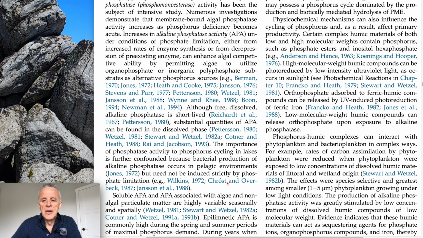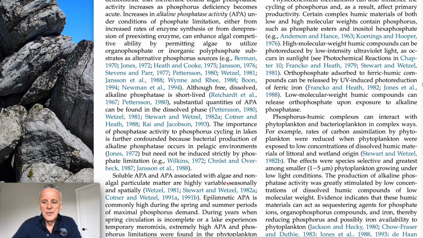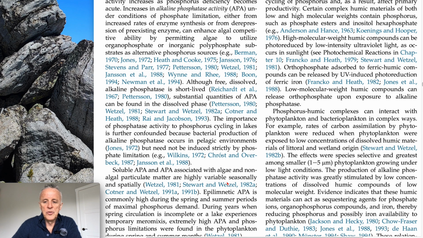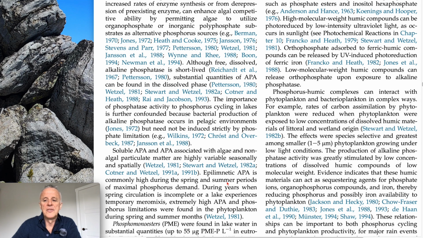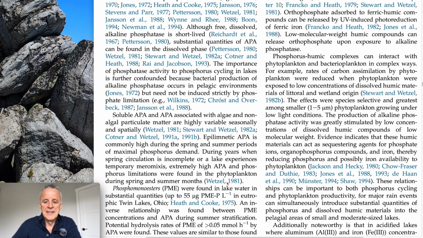Certain complex humic materials of both low and high molecular weights contain phosphorus, such as phosphate esters and inositol hexaphosphate. High molecular weight humic compounds can be photoreduced by low intensity ultraviolet light as occurs in sunlight. Orthophosphates adsorbed to ferric humic compounds can be released by UV-induced photoreduction of ferric iron. Low molecular weight humic compounds can release orthophosphate upon exposure to alkaline phosphatase.